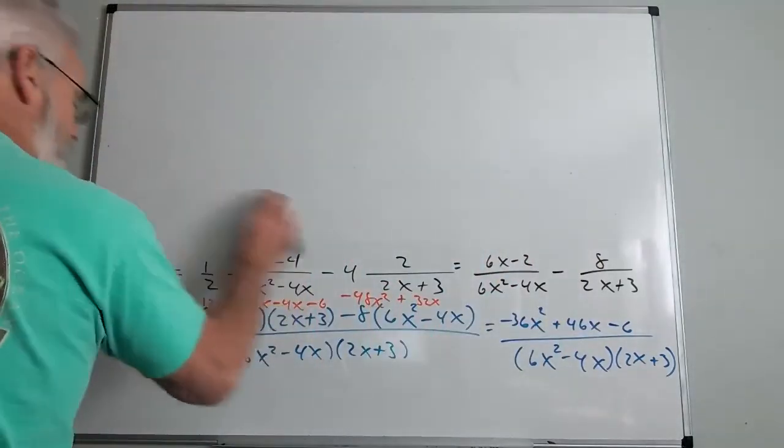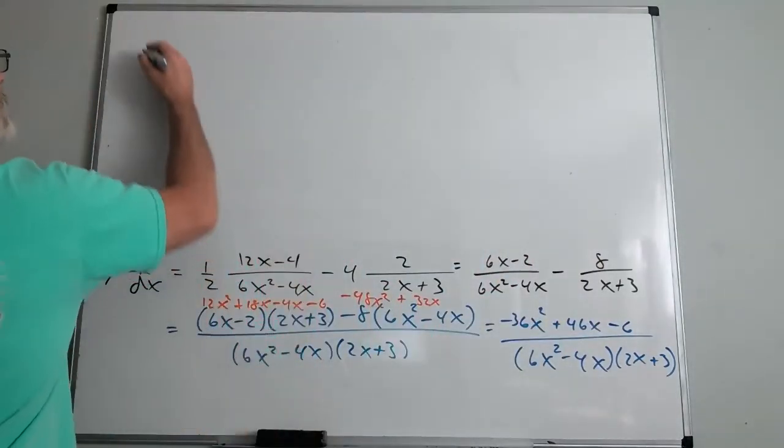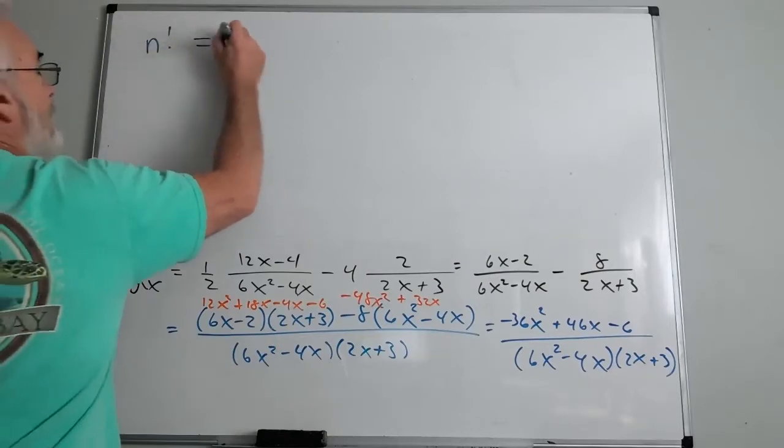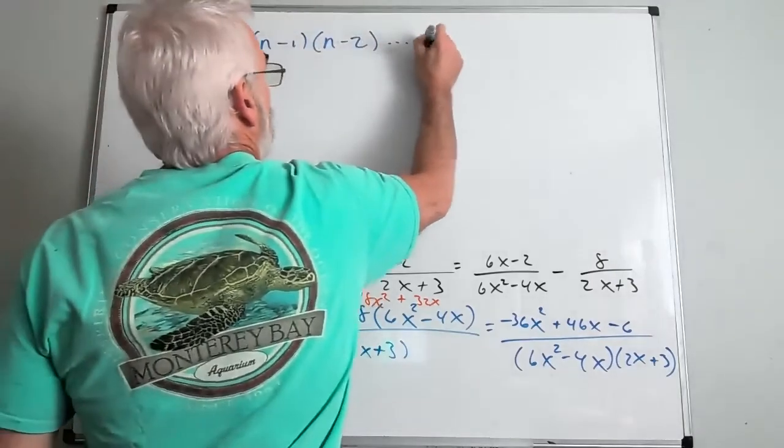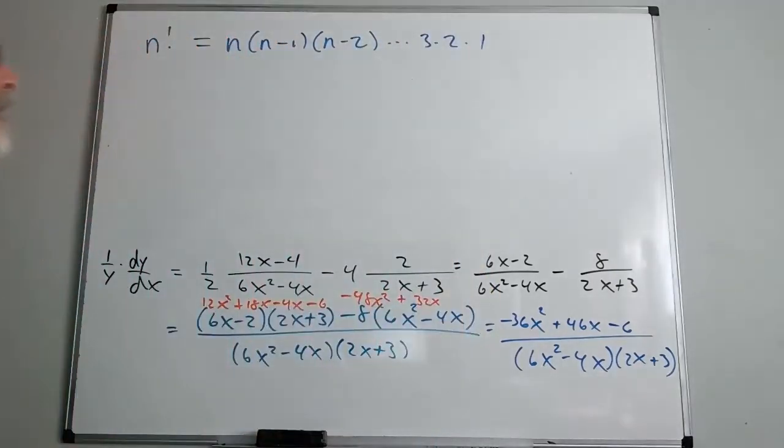Okay, so let me write, what is n factorial? n factorial is n times n minus 1 times n minus 2, down to 3, 2, 1. So for a factorial, I start with 1. 1 factorial is 1, 2 factorial is 2 times 1, 3 factorial is 3, 2, 1, and so on. So assume that n is large.